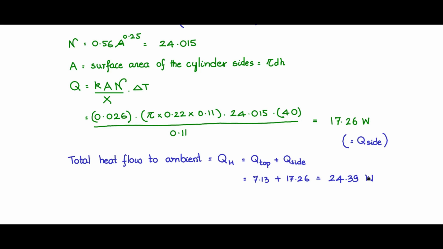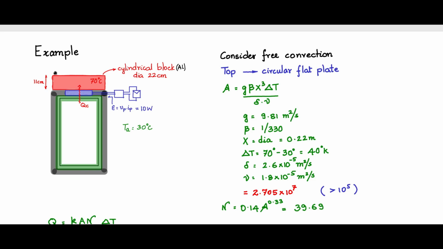Now how much is QC, which is the amount of heat going from the chamber? Recall this figure. QC is going to the cylindrical aluminum block, being transferred by the Peltier junction. There is an amount E, electrical power, which also goes in. QH here will be QC plus E. So QC plus E is put into the external ambient, and that is 24.39 watts.